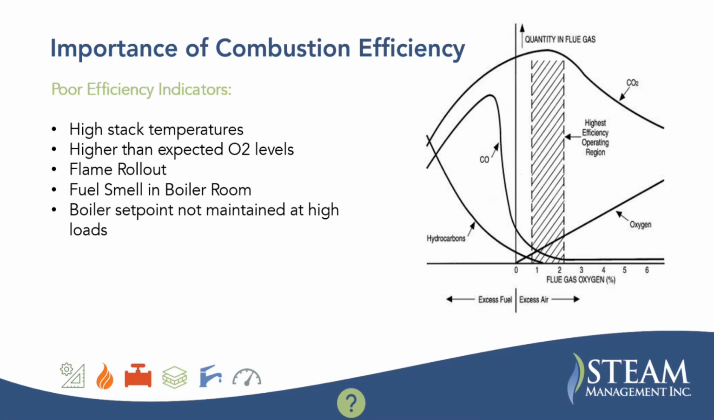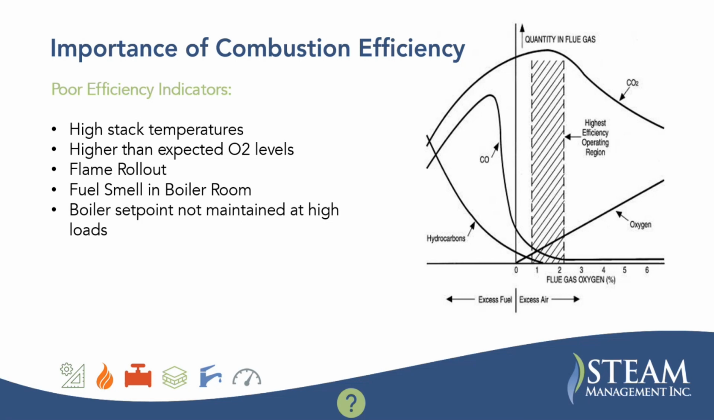Poor efficiency indicators include high stack temperatures; if you are analyzing the flue gas, higher than expected O2 levels; flame rollout, which is indicated by discoloration on the outside of the boiler; and fuel smell. Oh, there's a poll there. We're talking about these items, so go ahead and participate in that if you would like to.